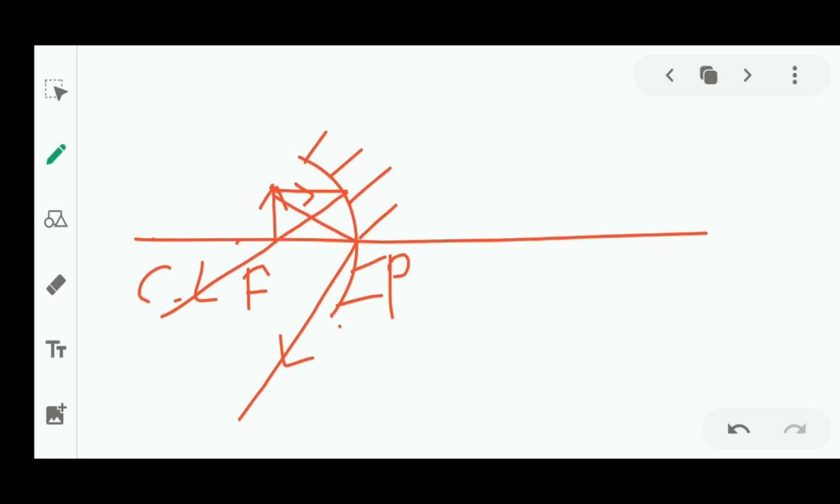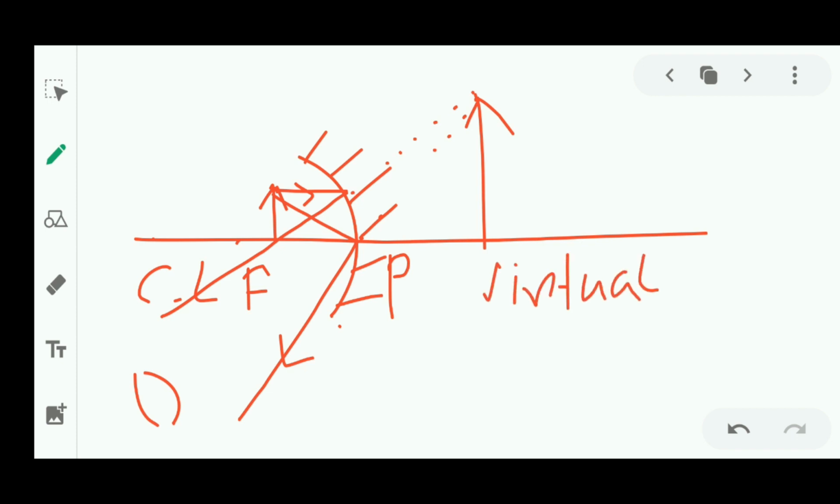Next, these two are diverging rays, so they do not meet, but if you see from here, you will see they appear to come from a particular point, and that's why you will get an image inside the mirror, and this image is virtual. So what is the nature of the image? The image is virtual. Why is it virtual? Because the rays do not meet at a particular point, but they appear to diverge from this point. So that's why this image is a virtual image.